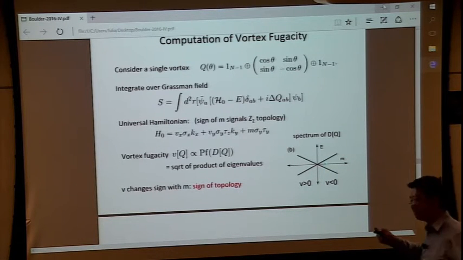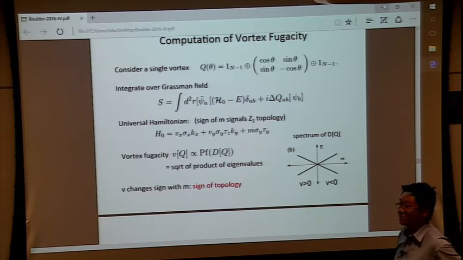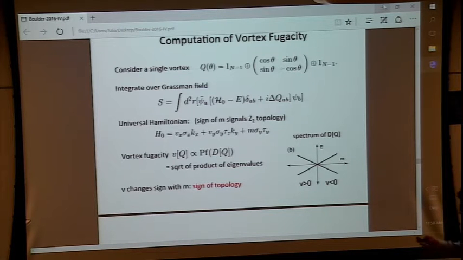So I'm not proving this, but this is the case. Here I'm deriving the vortex fugacity microscopically. I'm literally showing that if I integrate the fermions for a vortex configuration, I get a contribution to the partition function, and that contribution can come with two signs, either plus or minus, depending on the sign of M. That's exactly the point.